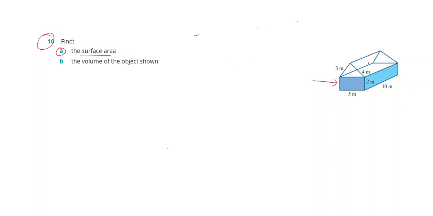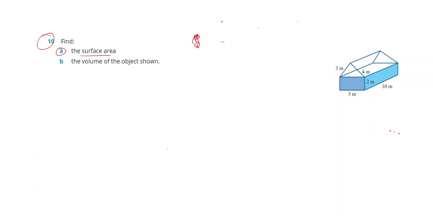Okay, so the rectangle that's squished between the rectangular prism and the rectangular prism is not counted because that's inside. Okay, it's not outside. So there's a few ways you can do this. You can use the formula, or you can do this step by step. So I'm gonna try like a mixed method.